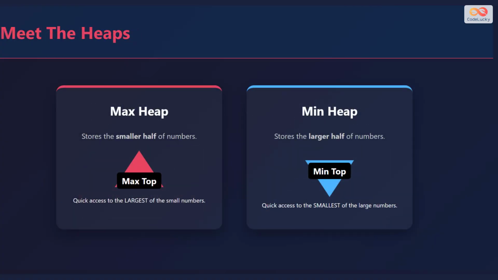To implement this split, we use two heaps. We use a max heap to store the smaller half of the numbers. The top of this heap gives us the largest value in that half. We use a min heap to store the larger half. The top of this heap gives us the smallest value in that half. These two tops are the candidates for our median.